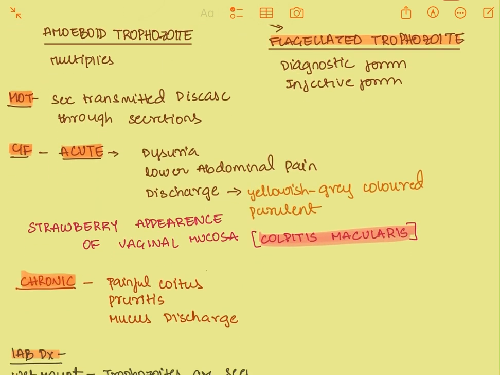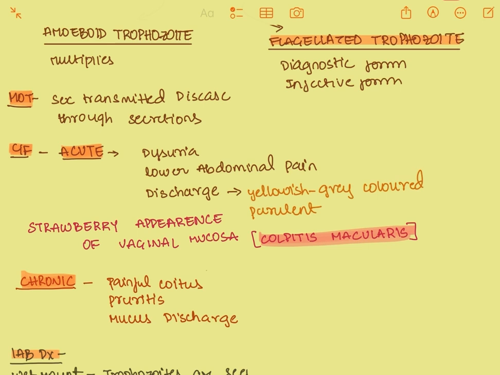Clinical features occur in two phases, acute and chronic. Under acute, you can see dysuria and lower abdominal pain. Remember, pain while urinating and lower abdominal pain. You can see a yellowish or greyish colored, purulent discharge. Later, in the chronic stage, if the disease is not treated properly in the acute stage, the purulent discharge can turn into mucus discharge. There will be pain during coitus, and pruritus can also be seen in the chronic stage.